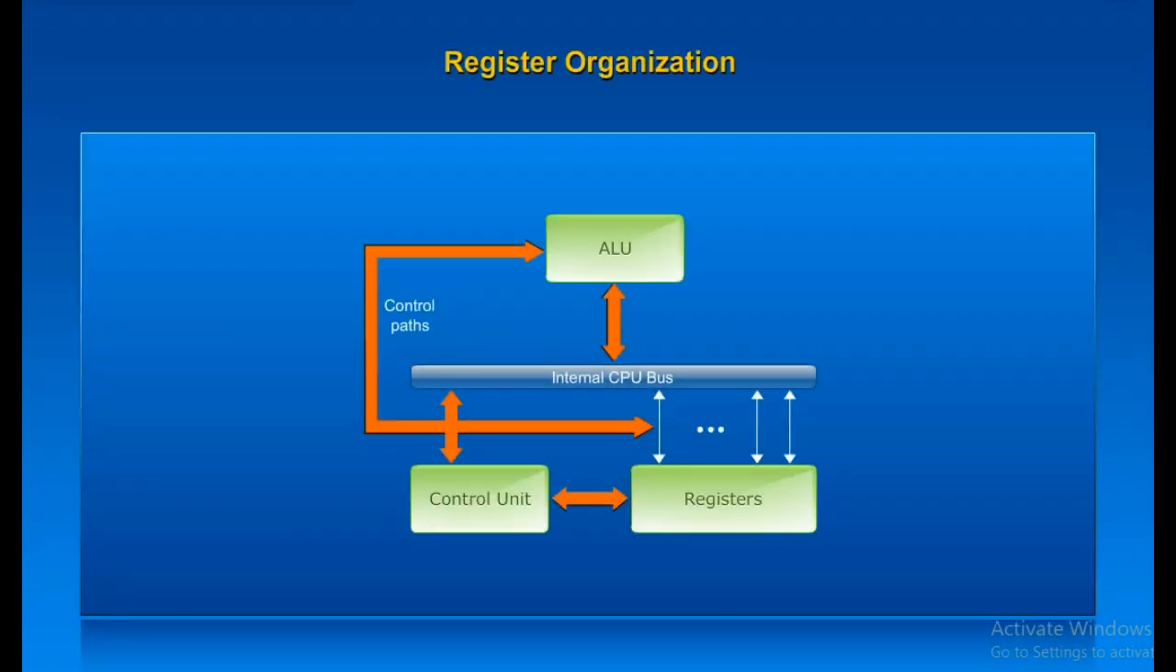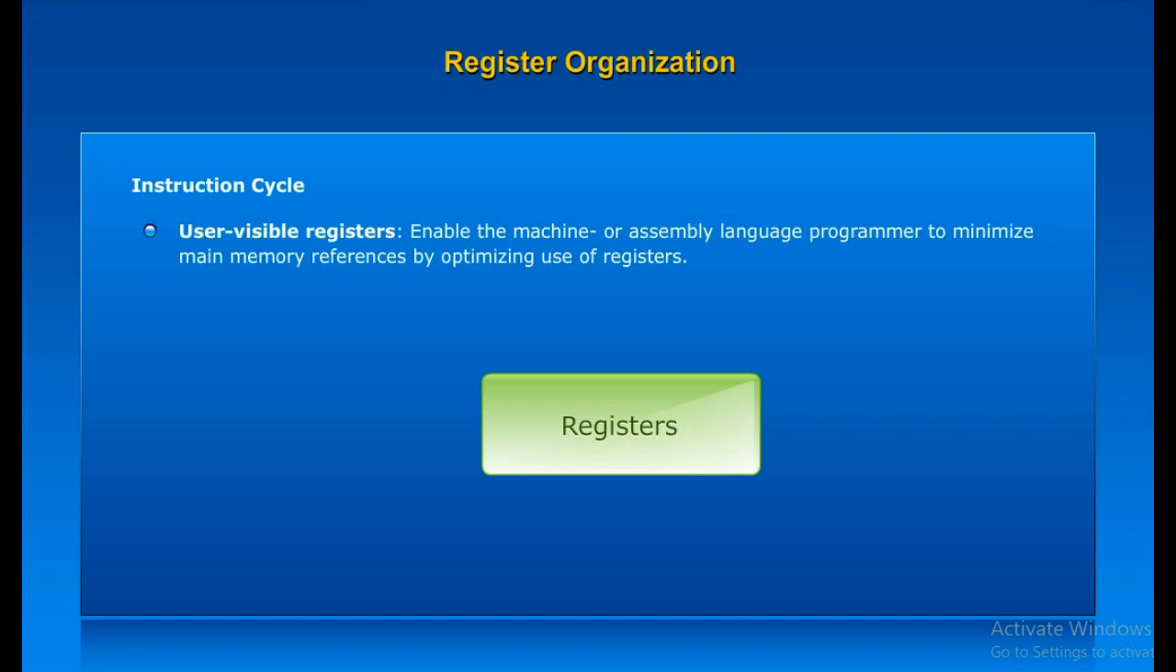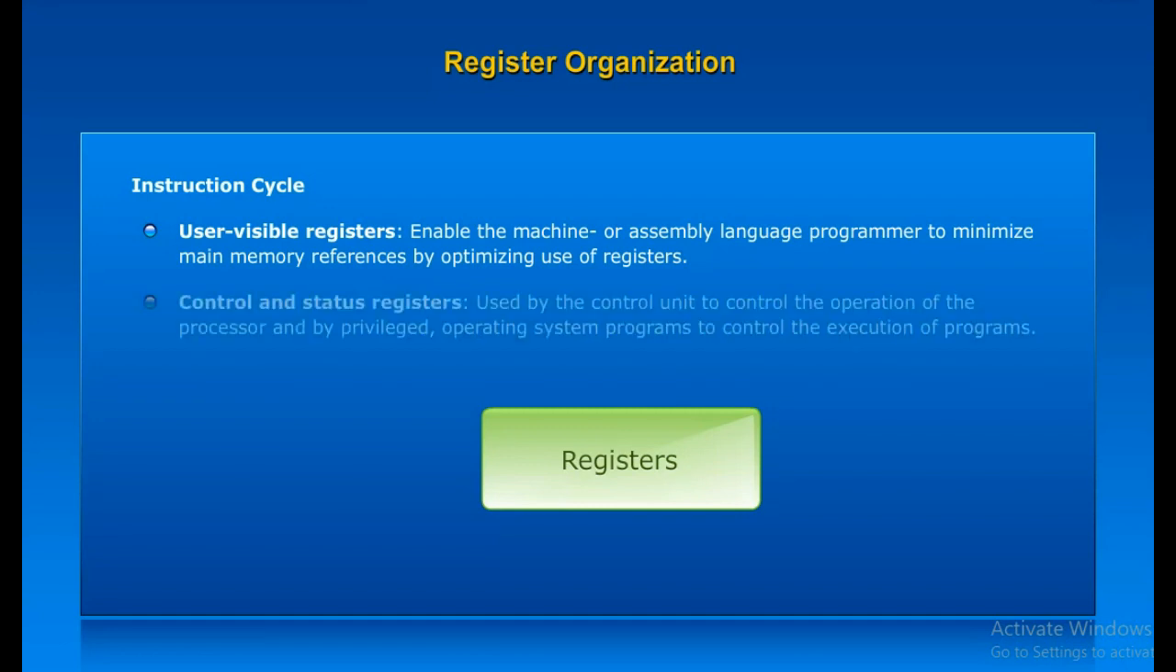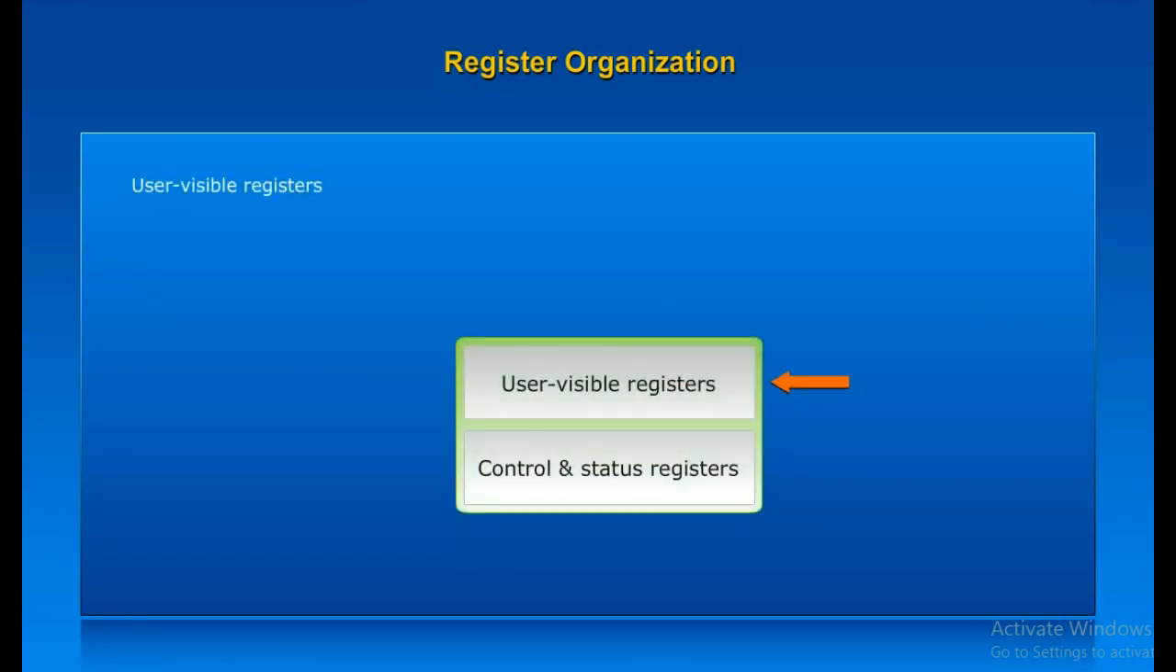The registers in the processor perform two roles. User visible registers enable the machine or assembly language programmer to minimize main memory references by optimizing use of registers. Control and status registers are used by the control unit to control the operation of the processor and by privileged operating system programs to control the execution of programs. A user visible register is one that may be referenced by means of the machine language that the processor executes. We can characterize these in the following categories. General purpose.